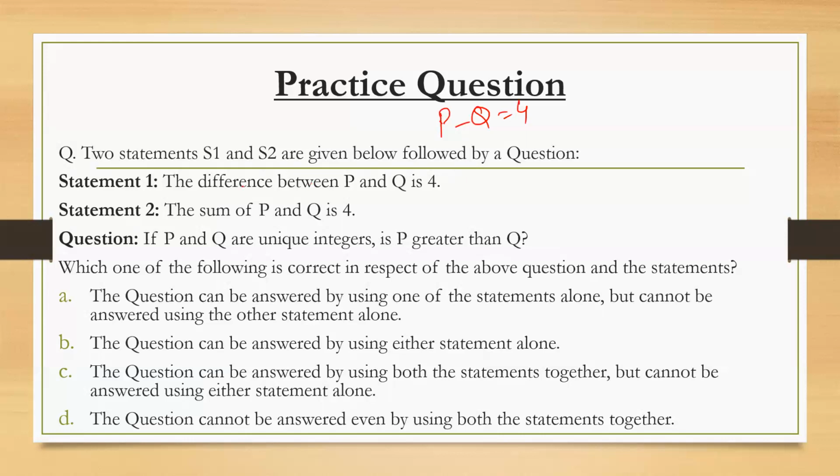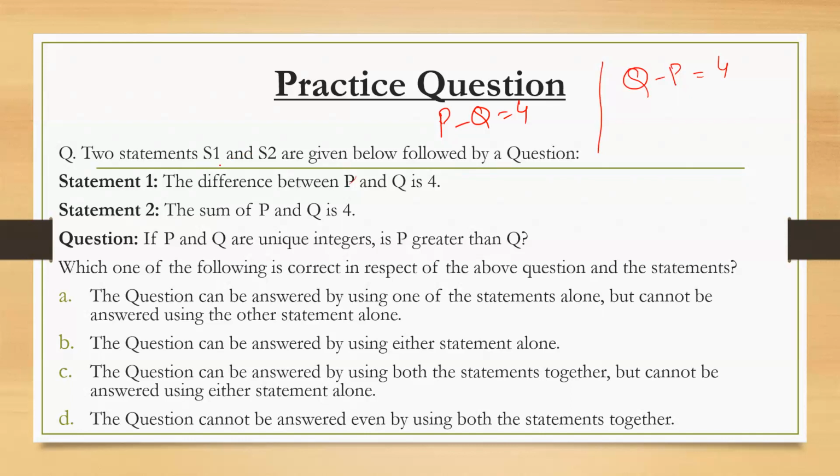Please understand, when we say the difference between two numbers P and Q is 4, we do not exactly mean P minus Q, that is the first number minus the second number, equal to 4. It can also happen that Q minus P is 4. This is also a valid basis for the statement. Is this clear, everyone? Okay.